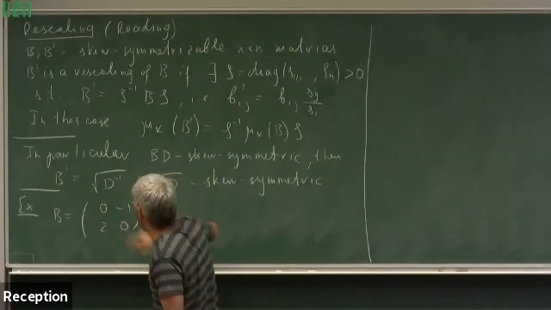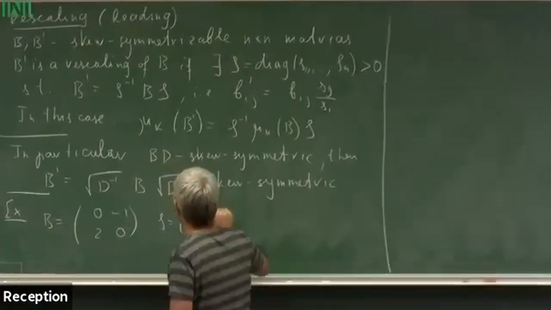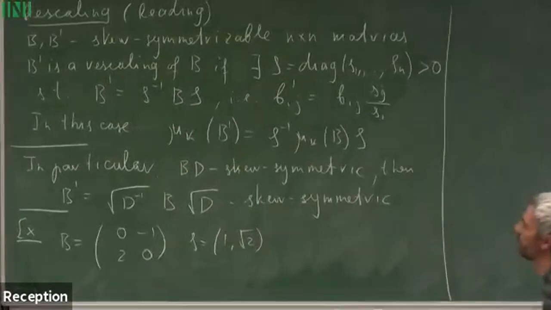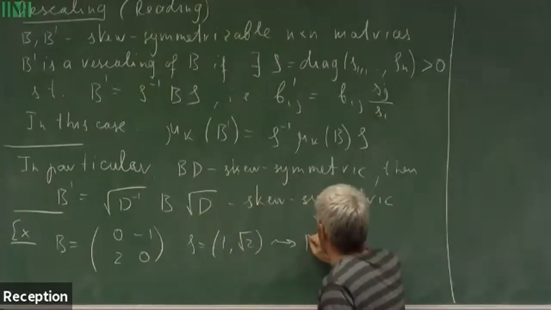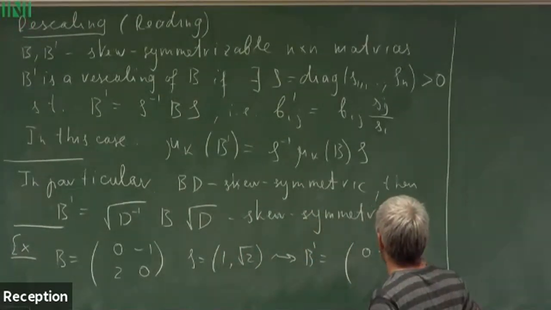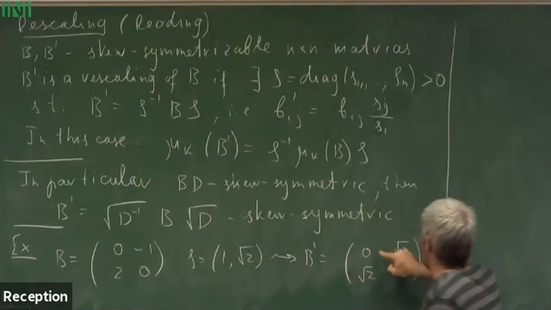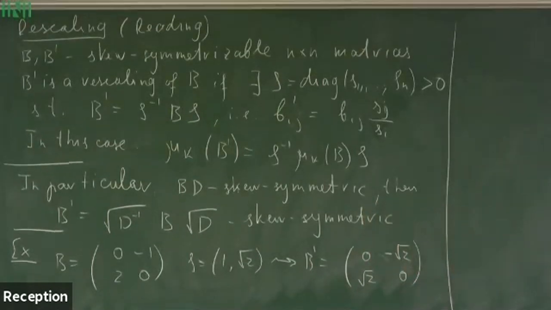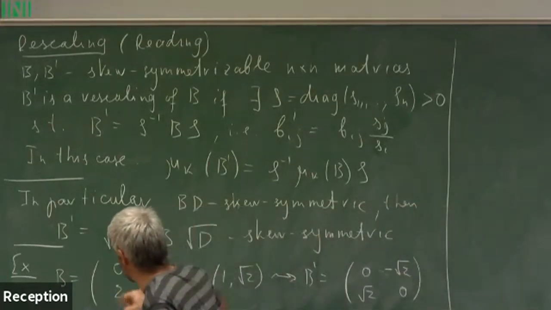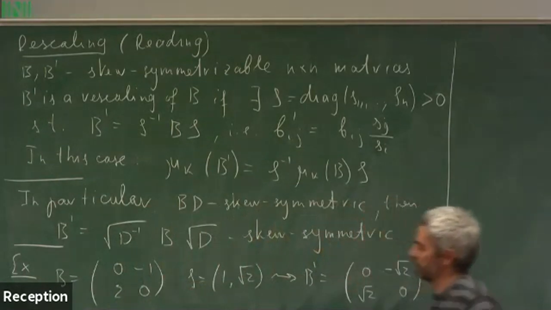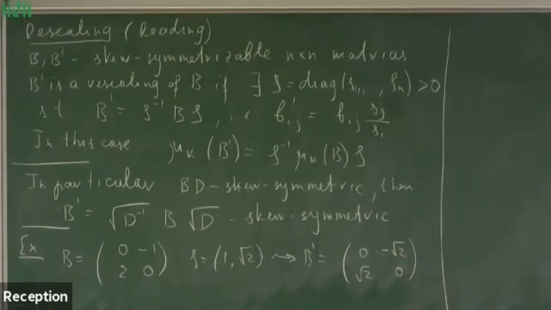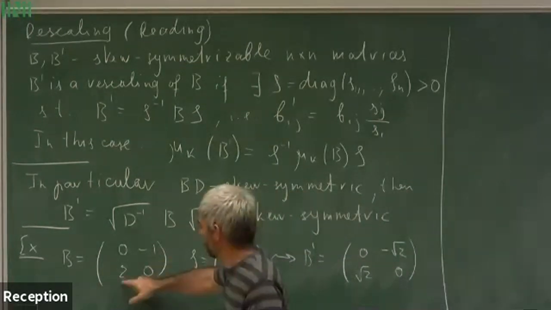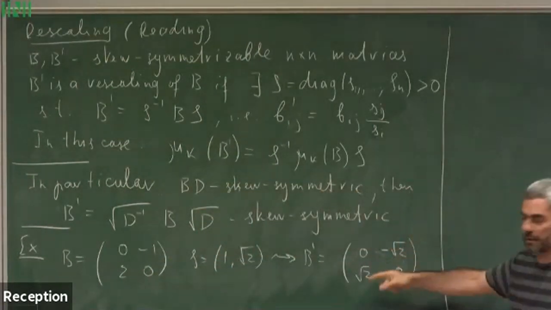Whether here is 1, 2, so I take s to be 1, square root of 2. So after that, we get b prime to be 0, minus square root of 2, square root of 2, 0, which somehow corresponds to what we want to see. So b is a root system with angle between the roots 5 or 4, and this also gives a root system with angle between roots 5 or 4. But here the lengths of the roots were different. That's all.